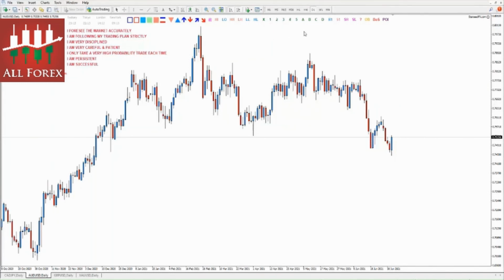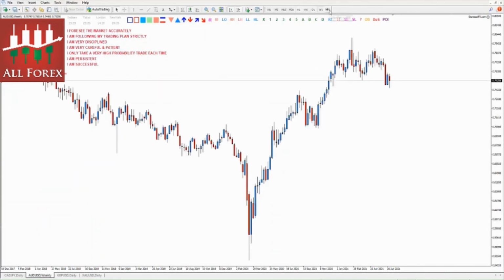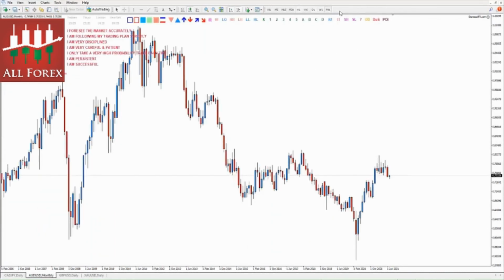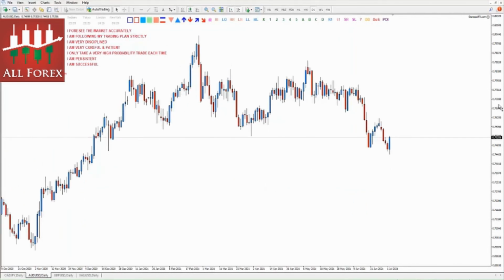But I don't understand when people do not want to look at the higher time frame, because it's just one click away. You see, hourly, daily, weekly, monthly, yearly, decadely, centurially. Well, MetaQuotes doesn't have those, so you're lucky. So let's just start from daily. This is what I usually do, okay?